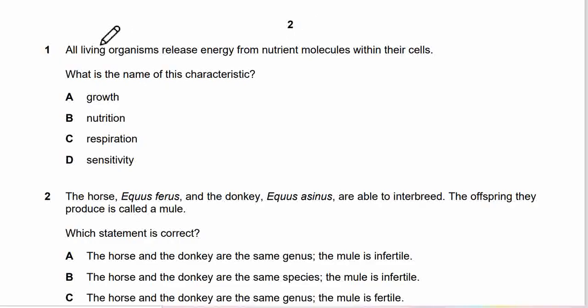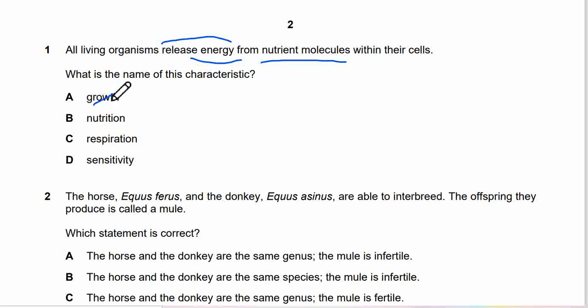Question 1. All living organisms release energy from nutrient molecules within their cells. What is the name of this characteristic? Is it growth, nutrition, respiration, or sensitivity? The keyword is release energy from nutrient molecule. So what process releases energy?